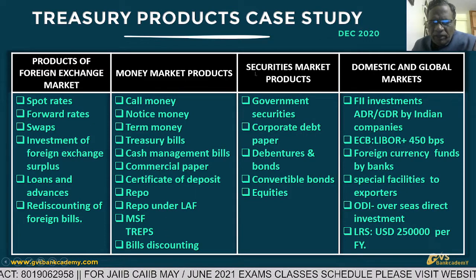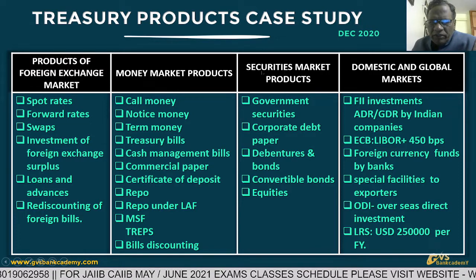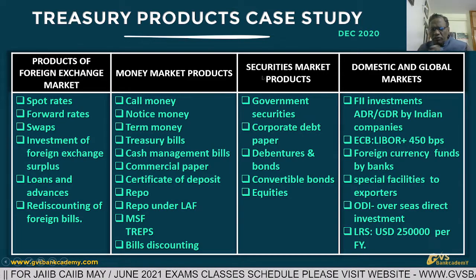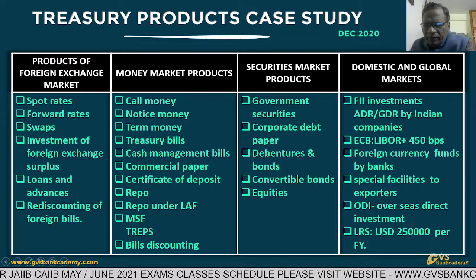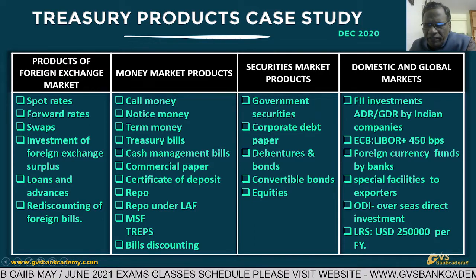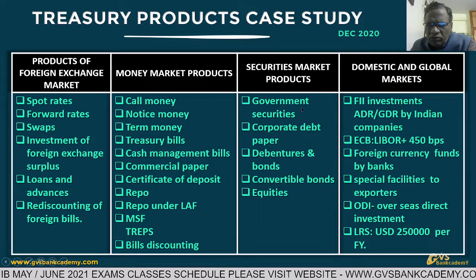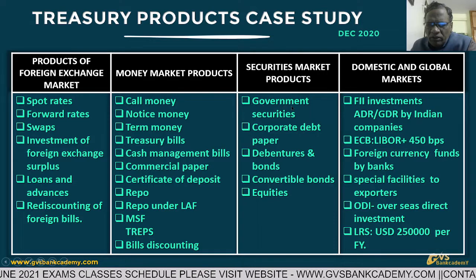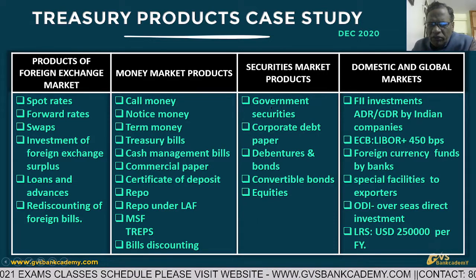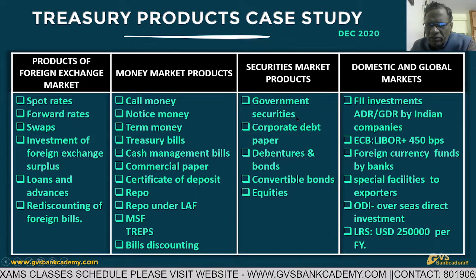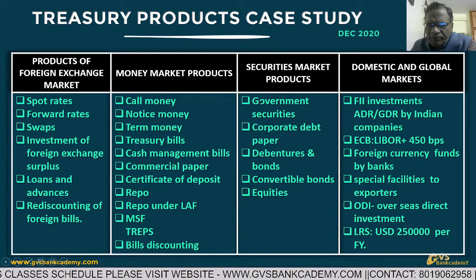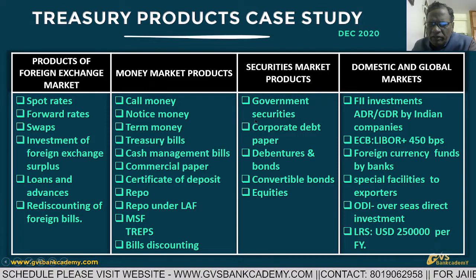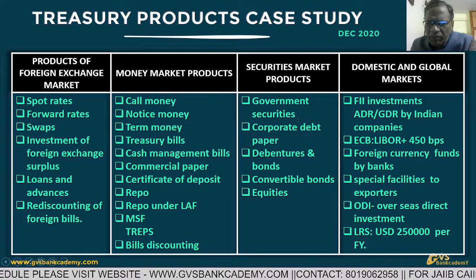Now, securities market products. Securities market means trading beyond 1 year, whereas money market means up to 1 year. Government issues securities for 5 years, 10 years, 20, 30 years. These are government securities. Government securities have no default risk, no credit risk. These securities are eligible for SLR, statutory liquidity ratio securities. They are issued by the Reserve Bank of India on behalf of the government, through the Public Debt Office, PDO.